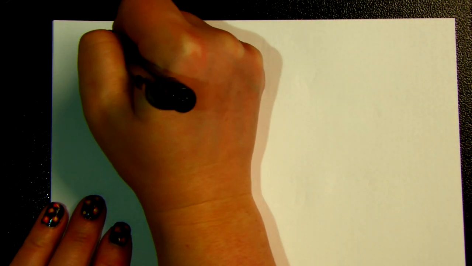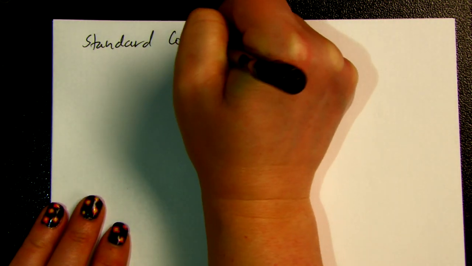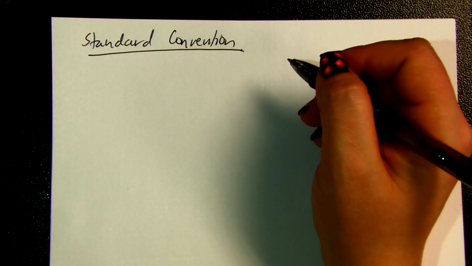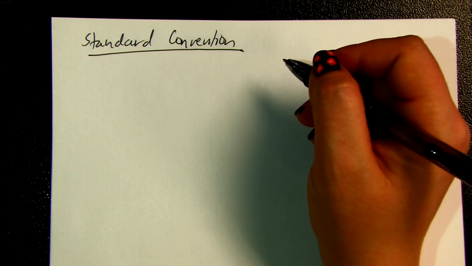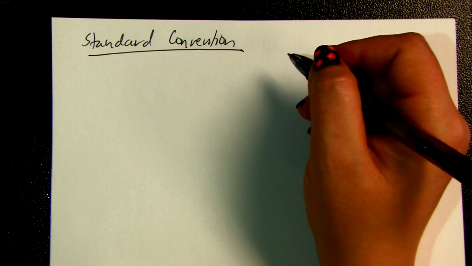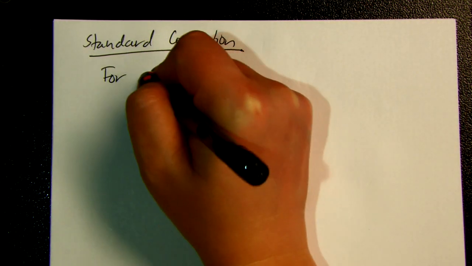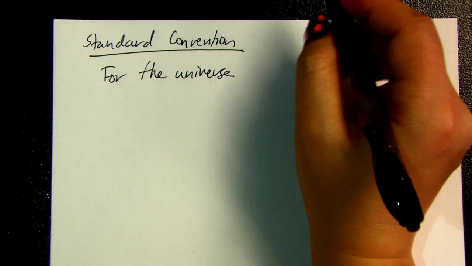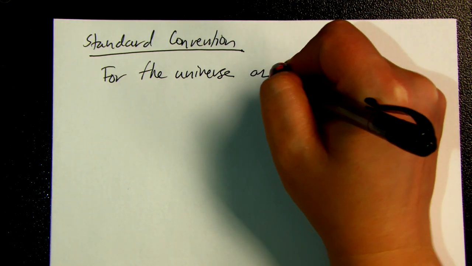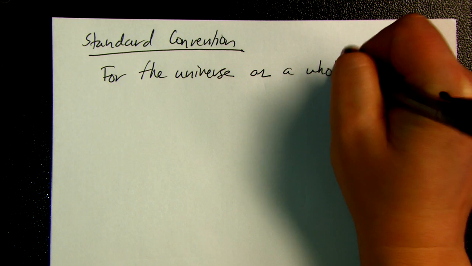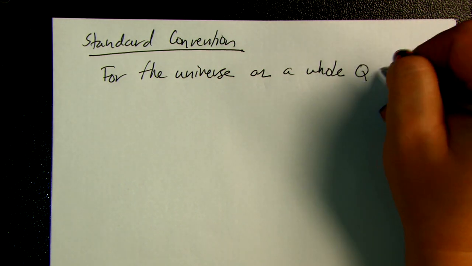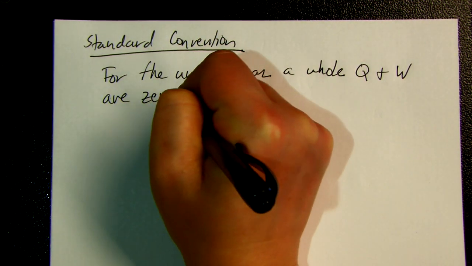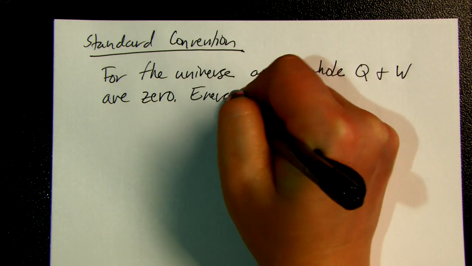All right, so I need to introduce a standard convention for how we think about the universe. And yes, there are philosophical implications for this. This is something you can explore in your paper. You will see this topic explored in your various readings. So for the universe as a whole, and there are physical implications. So this is something that is even debated within the physics community, depending on who you talk to. Q and W are 0. Energy does not change.